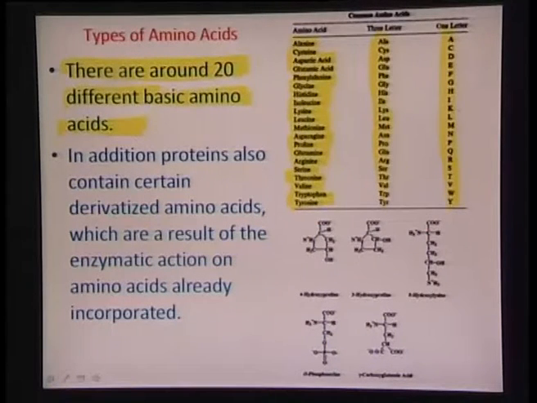Essentially the proteins also contain certain derivatized amino acids, which are a result of enzymatic actions on amino acids already incorporated. Because of some enzymatic actions on these principal amino acids, there are certain derivatized forms in addition to the 20 basic amino acids. These are represented here, but I am not going to go into this. It is beyond the scope of this course to go into these enzyme-derivatized amino acids, but there are a lot of them in addition to the 20 basic amino acids that we have.